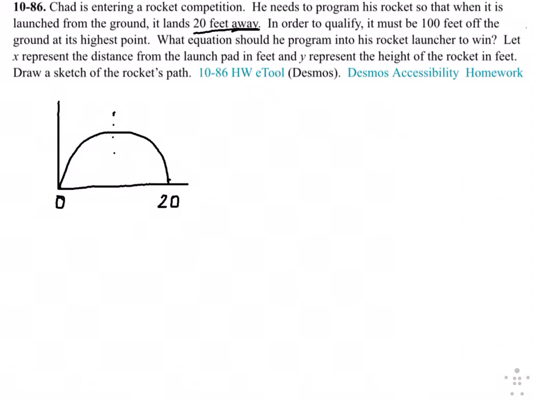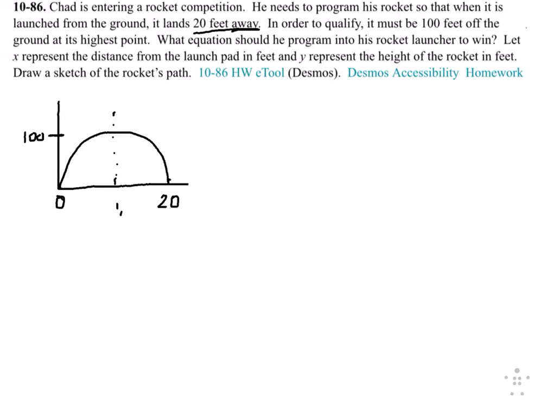And at its highest point, which is the vertex, it has to be, what did it say? 100 feet off the ground. 100 feet. So this is what we have. So they want us to get the equation of this motion.